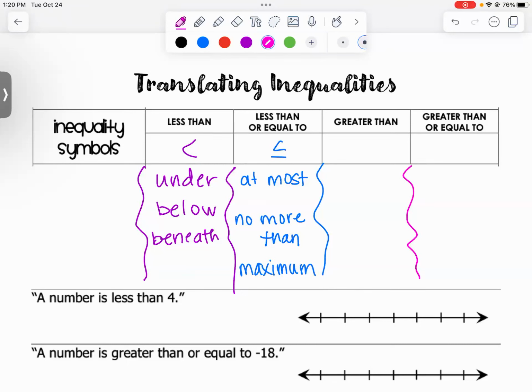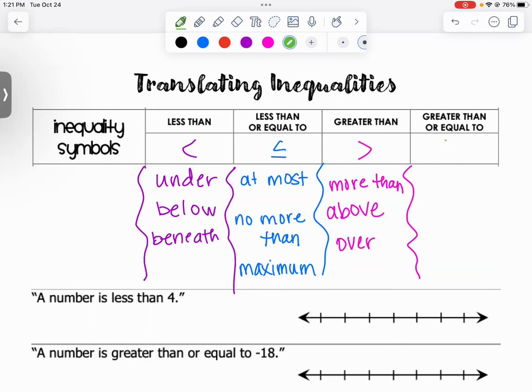Okay. All right. So let's talk about greater than. Given the fact that for less than, we have the words under, below, and beneath, what are some words that might be greater? Okay, more than. Above. Anything else? Over, maybe? Okay, I think those are good.